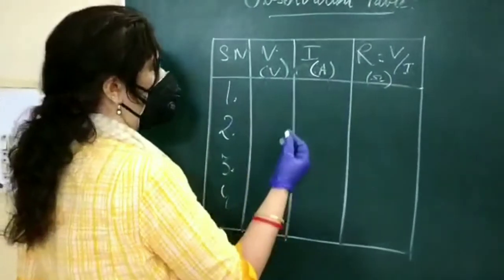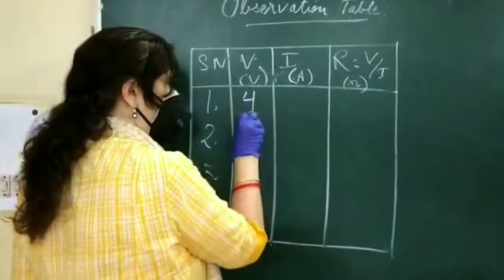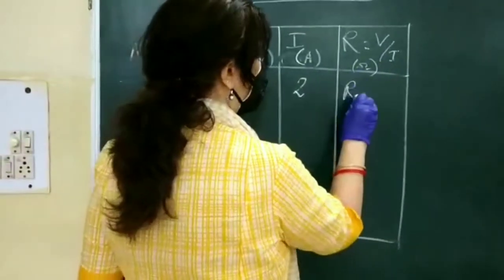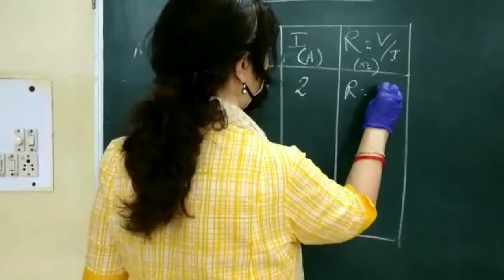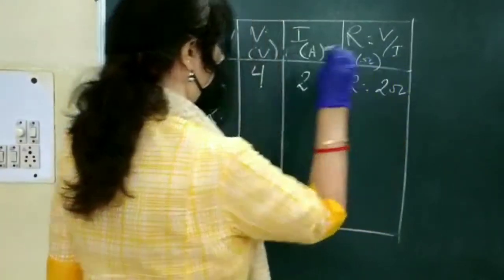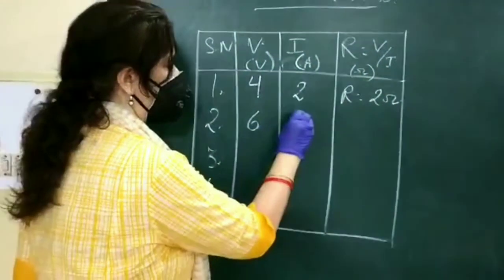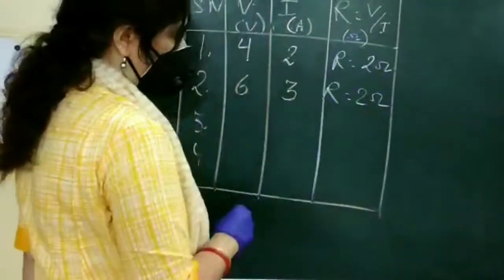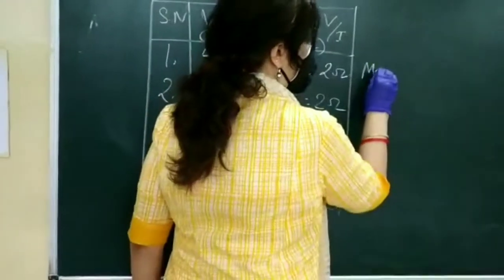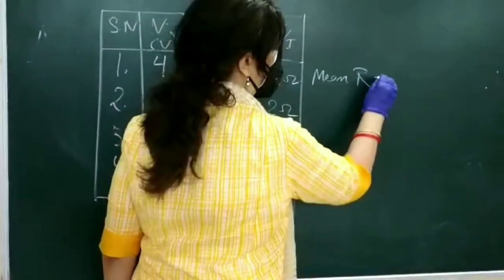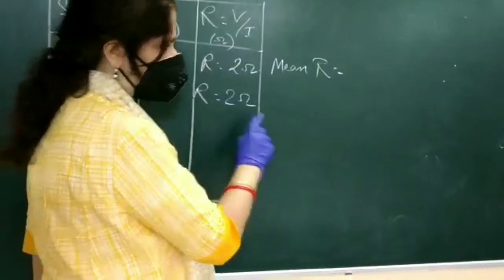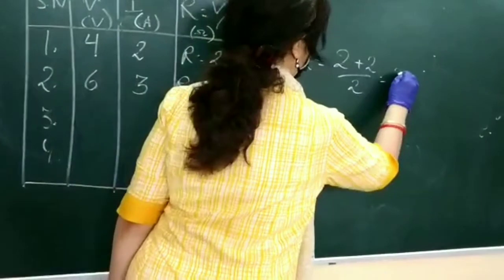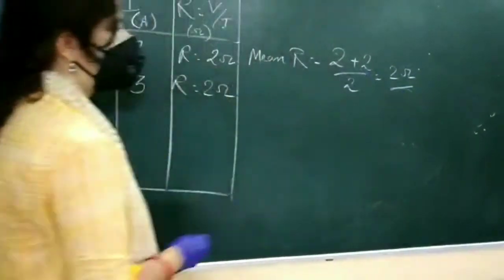Suppose, as one example, I am taking V as 4 and I as 2. So what will be my R? R will be V upon I, that is equal to 2 ohm. If I am taking here 6 and here 3, then R will again be equal to 2 ohm. Now, what is the mean? I have to calculate the mean value of resistance. I have taken only 2 observations. So 2 plus 2 upon 2 is equal to 2. This is the resistance of the unknown wire.